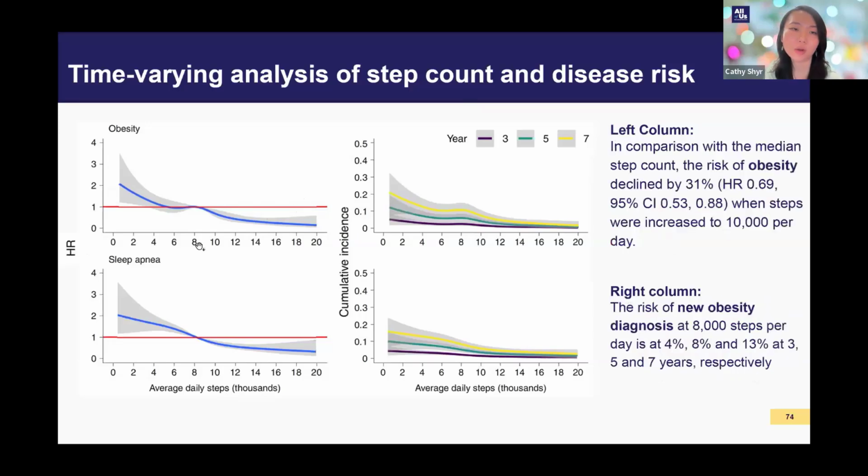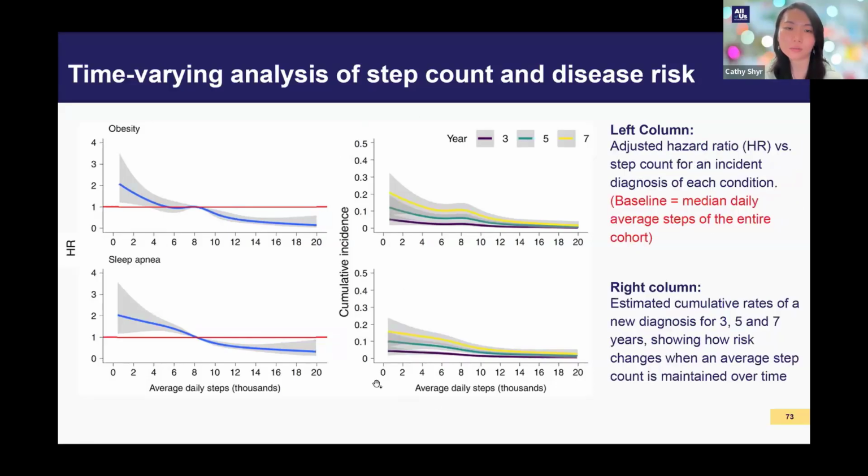Let's look at one of the data points on this plot to understand what it is telling us. For example, if we look at 10,000 steps on the x-axis, where the units are in thousands, the interpretation is that in comparison with the median step count, the risk of obesity declined by 0.31 in terms of the adjusted hazard ratio when step count was increased to 10,000 per day. Similarly, we can interpret the result for sleep apnea. In comparison to the median step count, the risk of sleep apnea declined about, I would say, 20-25% when step counts were increased to 10,000 per day.